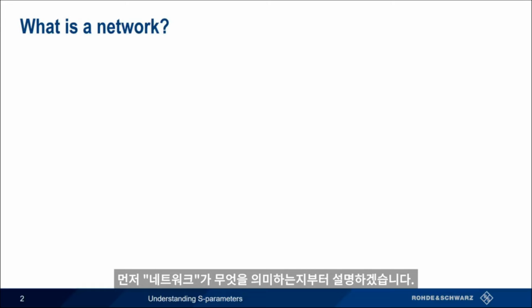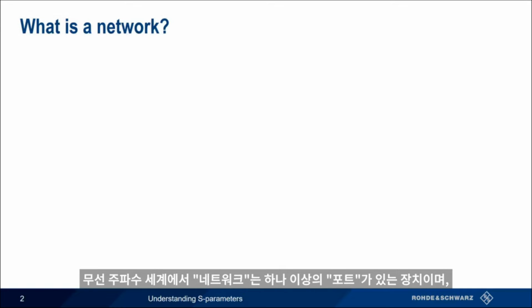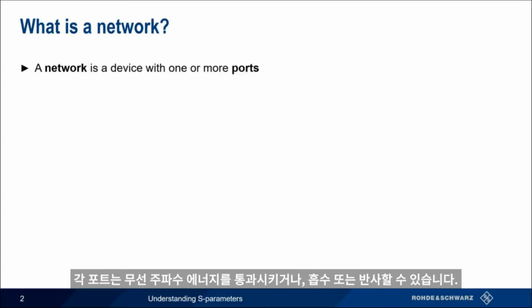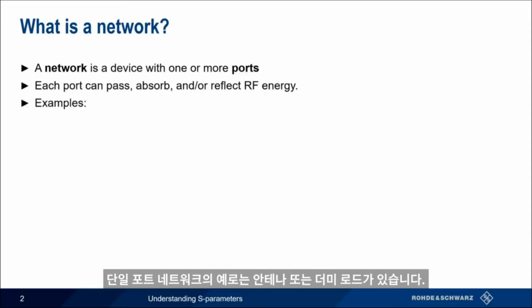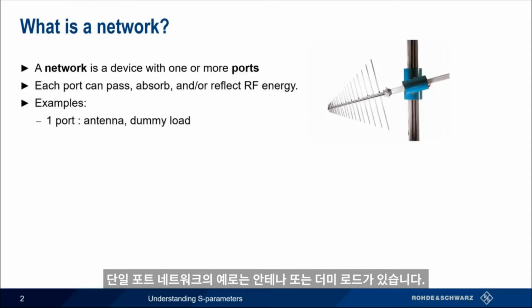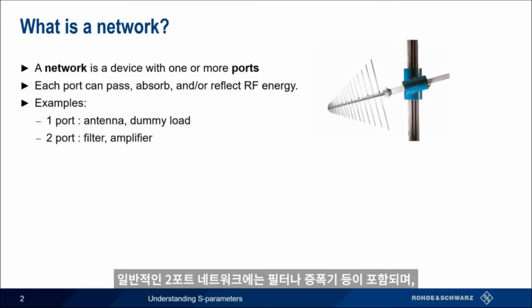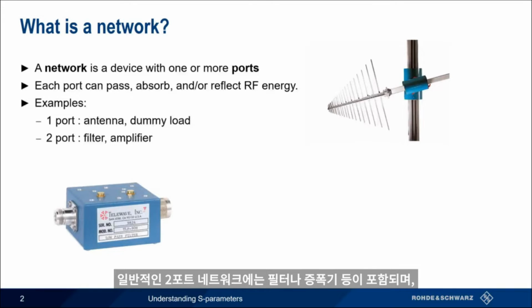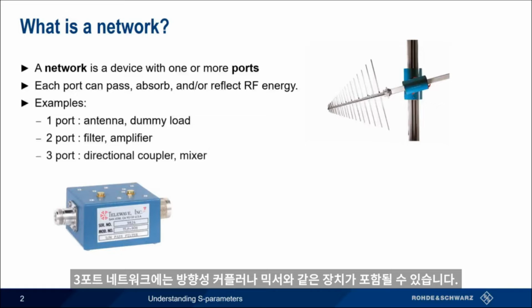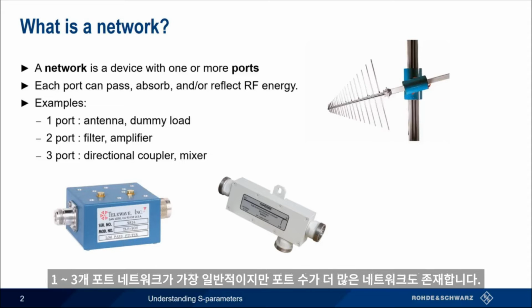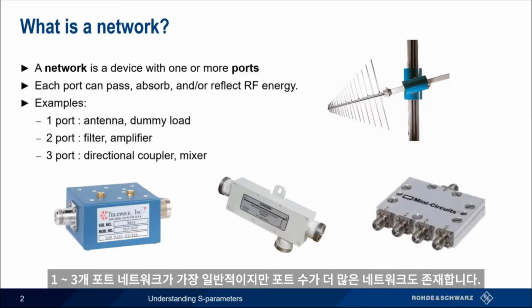Let's start by explaining what we mean by a network. In the radio frequency world, a network is a device that has one or more ports, with each port being able to pass, absorb, and/or reflect radio frequency energy. An example of a one-port network would be an antenna or a dummy load. Common two-port networks include things like filters or amplifiers, and a three-port network could be a device like a directional coupler or mixer. One, two, and three-port networks are the most common, but networks with a higher number of ports also exist.